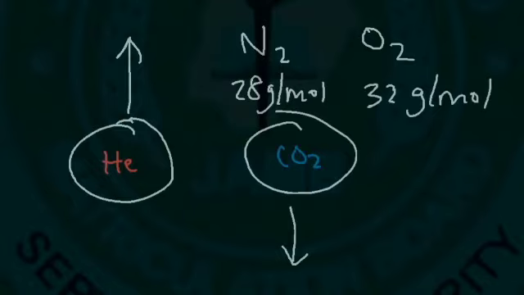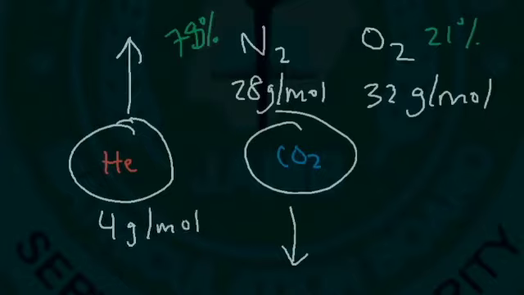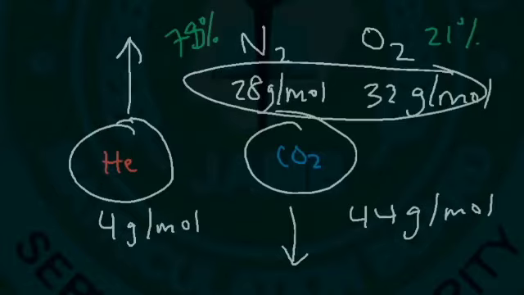Now, air is about 78 to 79% nitrogen and approximately 21% oxygen. There's some other gases too, but it's around this number. So we'll say that nitrogen is 78% and then the other 1% is the other gases. So the average molar mass of air is somewhere between 28 and 32. The molar mass of helium is 4. The molar mass of CO2 is 12 plus 16 times 2, that's 44. So because carbon dioxide is heavier than air, it's going to sink. But because helium is lighter than air, it's going to rise.